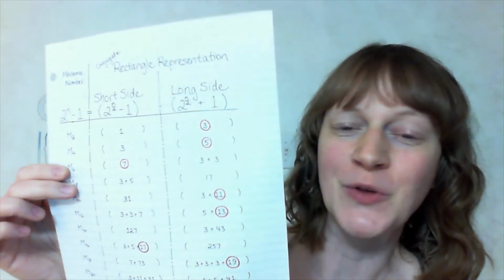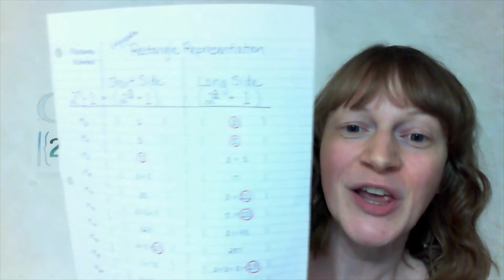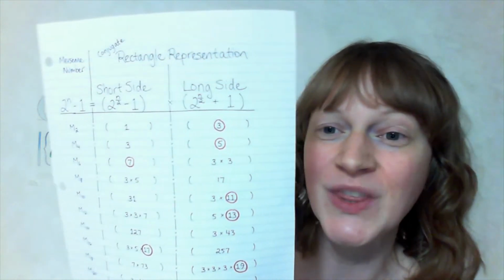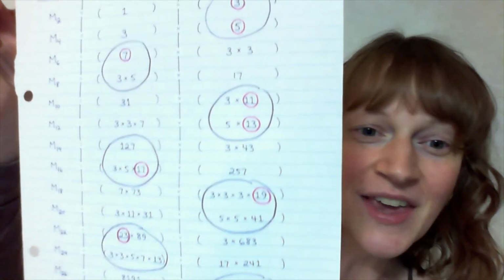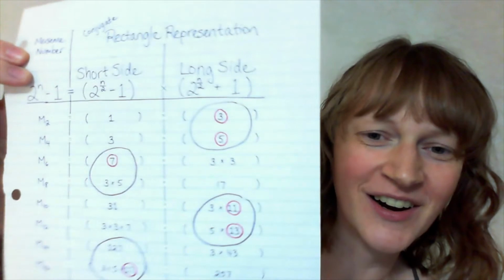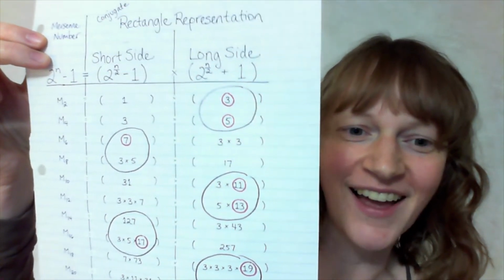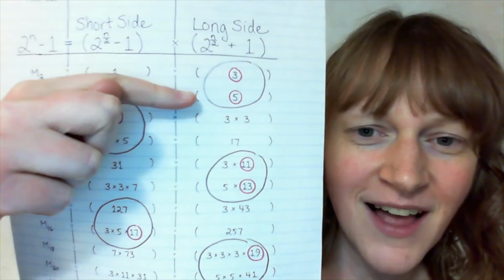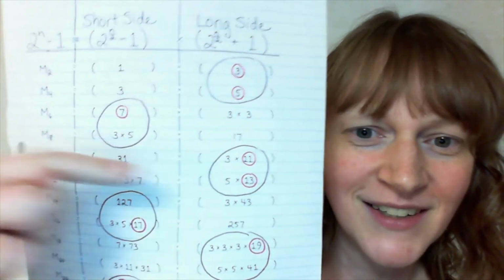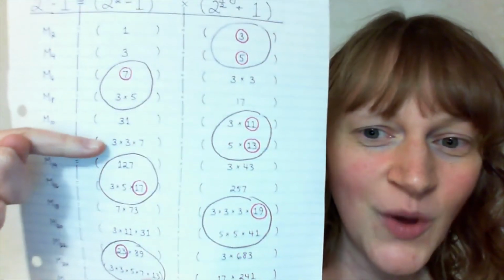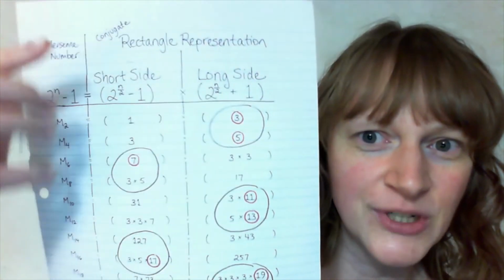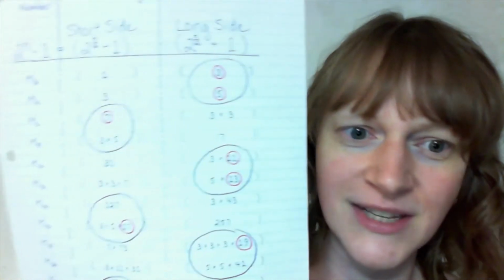Here's where we fall into the realm of pure speculation. What if I do this? The pattern primes appear on alternating sides. Height side, width side. Height side, width side for this particular rectangle representation.